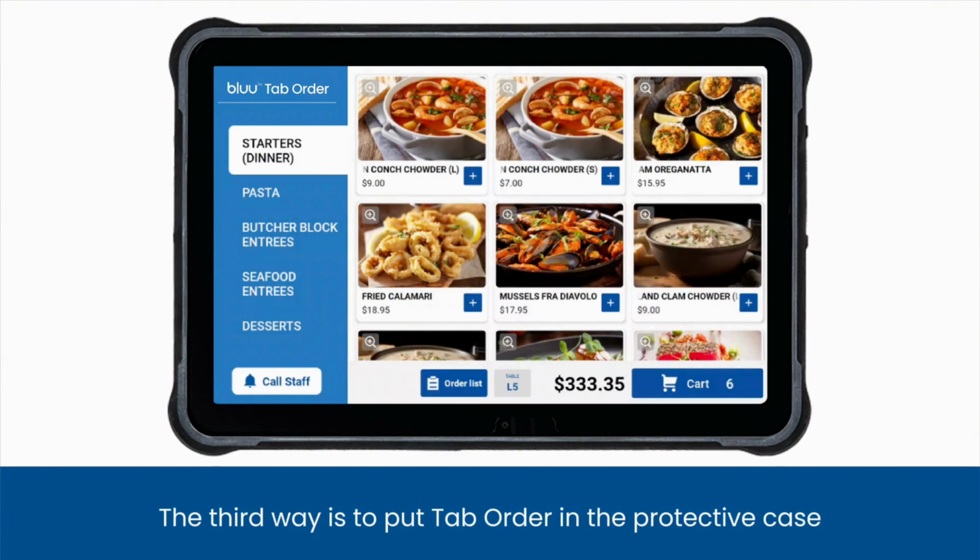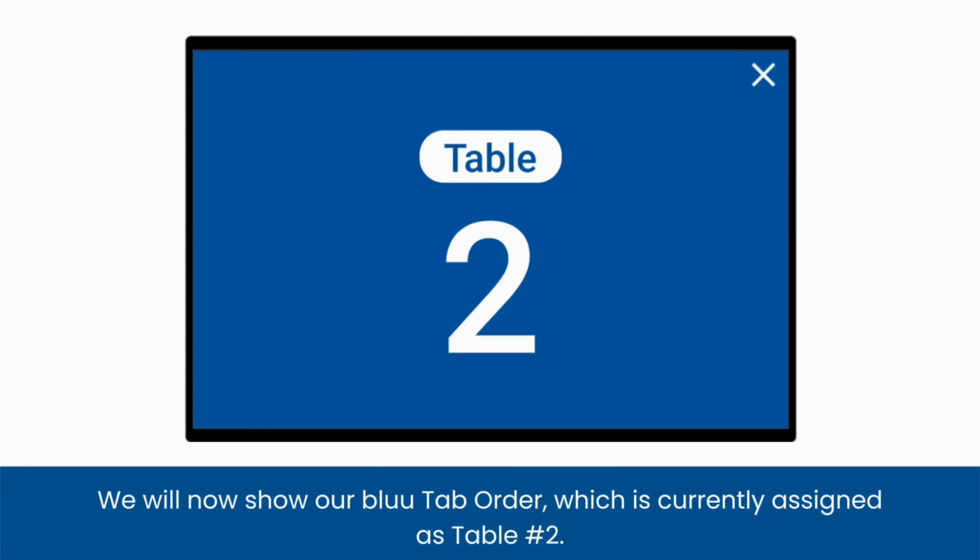The third way is to put tab order in the protective case, and the server uses tab order to take the customer's orders. We will now show our Bluu tab order, which is currently assigned as table number 2.